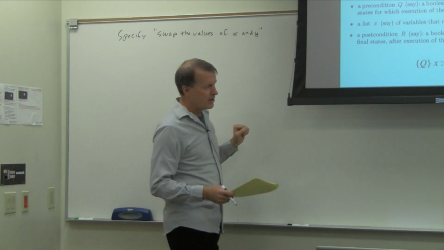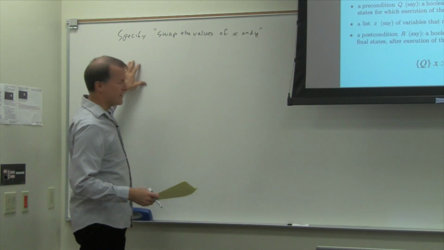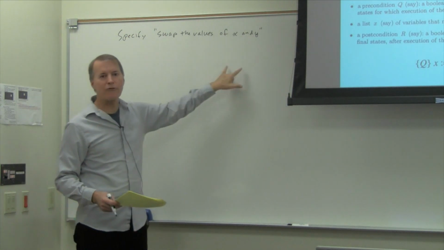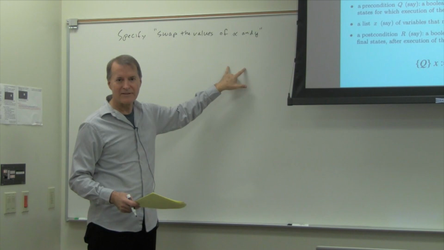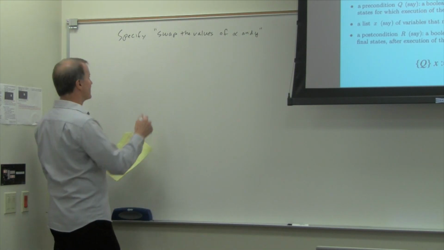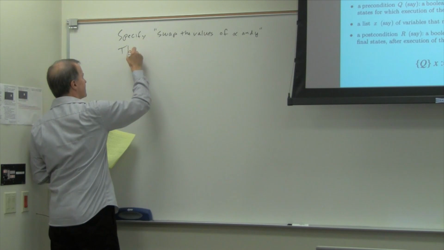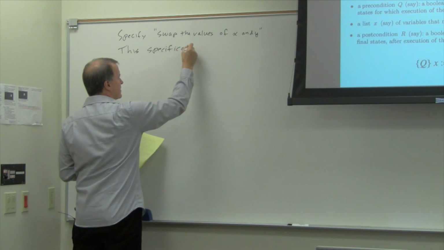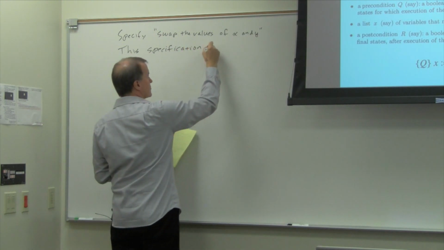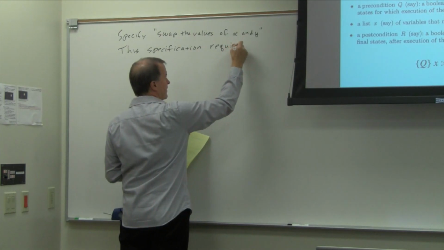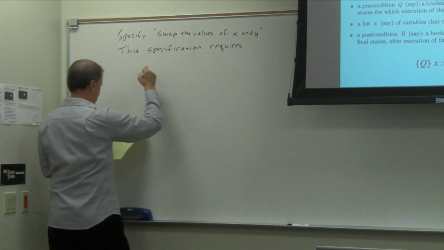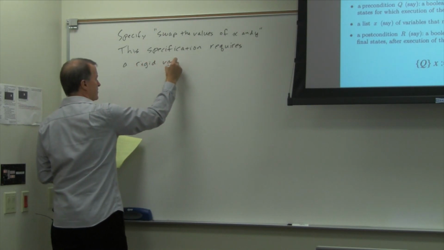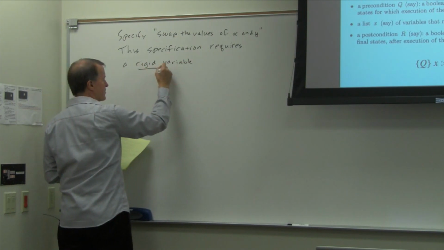I'll write this down in a minute. But what a rigid variable does is it defines the initial value in the precondition so that you can refer to it in the postcondition. Do you see what I mean? Okay. So this specification, let's write all that out. This specification requires a rigid variable. So that's what we're going to use here, okay?